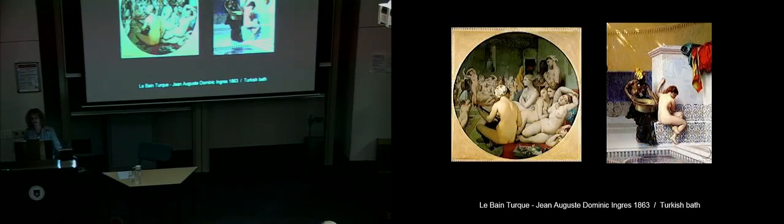And Ingres goes on to paint Le Bain Turc, the Turkish bath, which gives license to have a whole host of beautiful women naked in the bath. The Japanese also painted bath scenes, but not like this. They were quite different. And lots of other painters painted, especially white females.